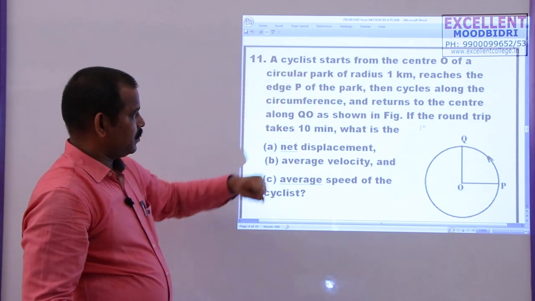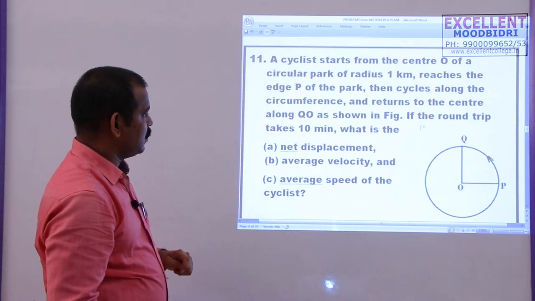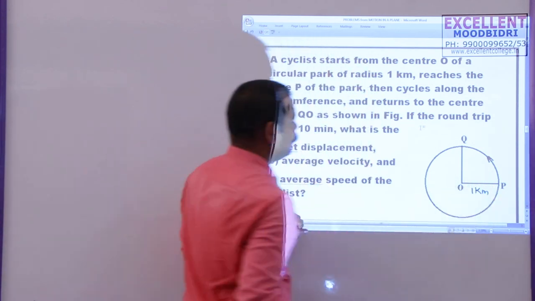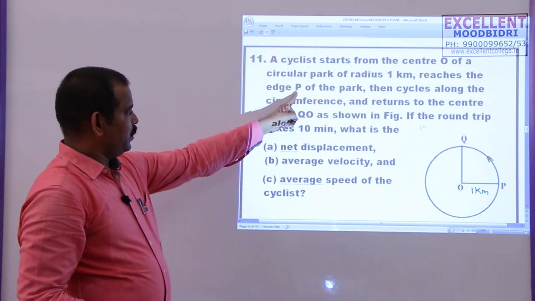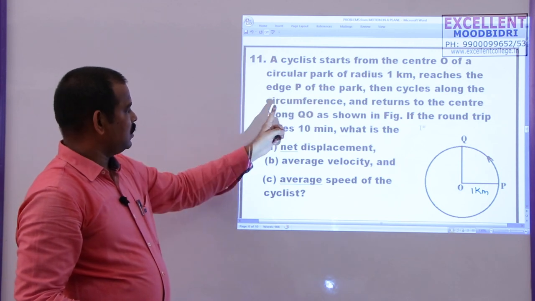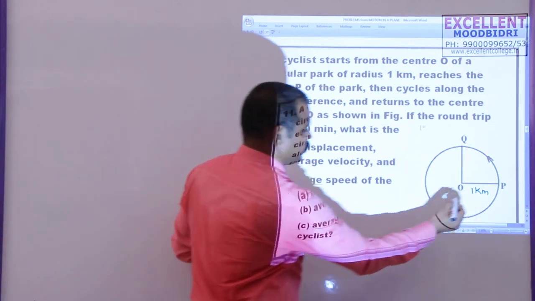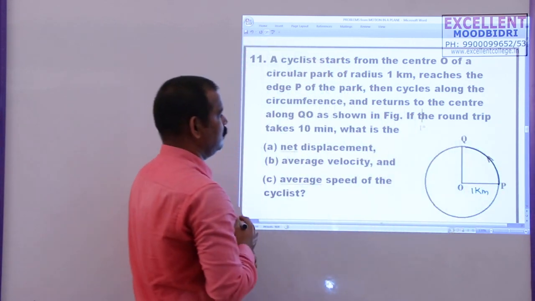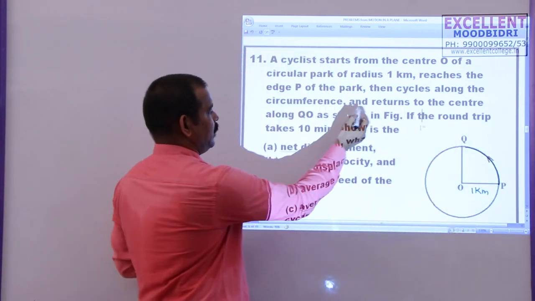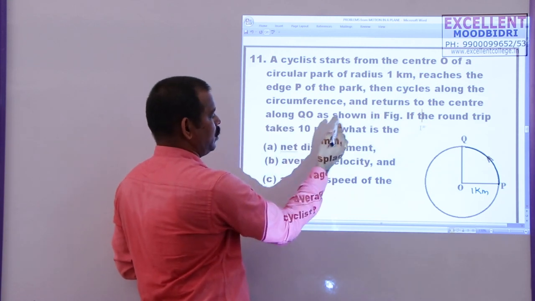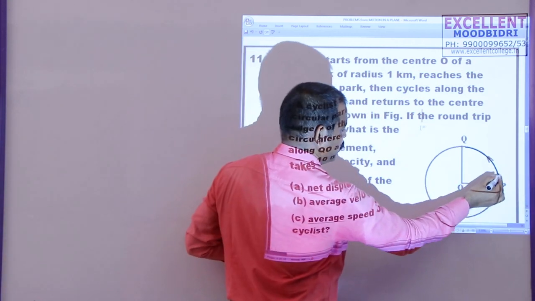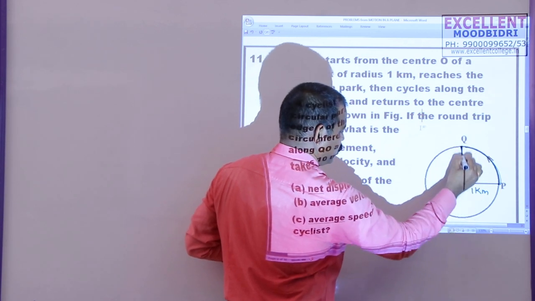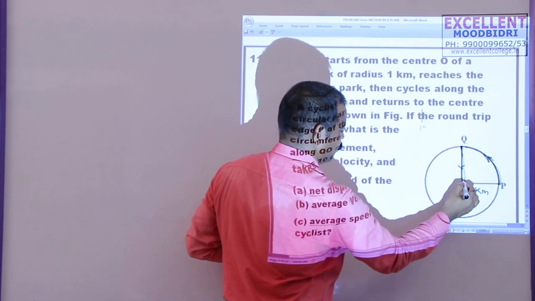A cyclist starts from the center O of a circular park of radius 1 kilometer. This radius is 1 kilometer. He reaches the edge P of the park, then cycles along the circumference. So he reached this point P, cycles along the circumference of the park and returns to the center along QO as shown. That means he started from P, reached this Q, and then he reached point O here like this. So this is the direction of motion here.